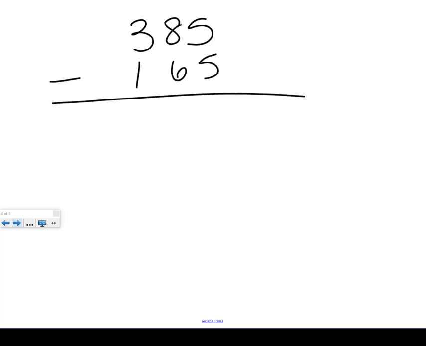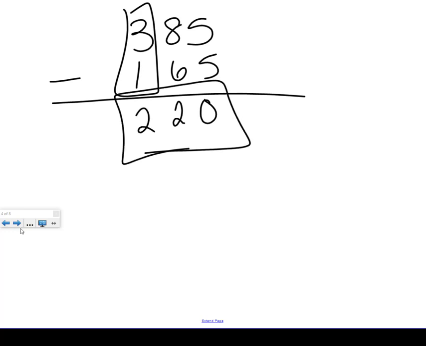I have 385 minus 165. This is still in that no regrouping category, so no borrowing. So if I have 5 take away 5, I get 0. I have 8 minus 6 gives me 2. And 3 minus 1 gives me 2. So 220 is my answer for this one.